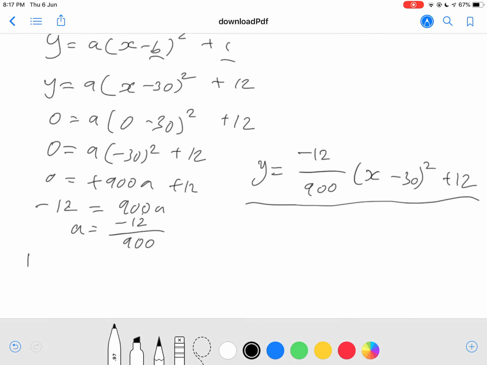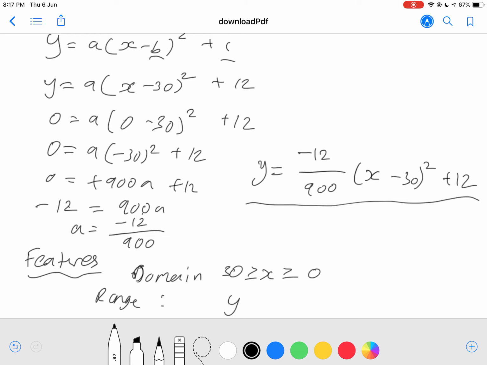So moving on to the features of the graph. Our features will have our domain. Because this is only half the bridge, x should start at 0 and end at 30. So x is greater than or equal to 0 and less than or equal to 30. Our range: our highest point is 12 and our lowest point is 0, so y is greater than or equal to 0 and less than or equal to 12.